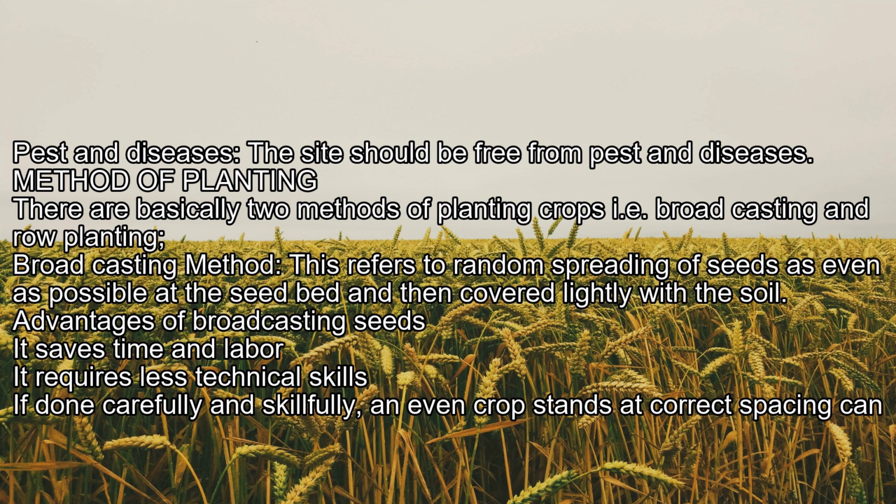Method of planting. There are basically 2 methods of planting crops, i.e., broadcasting and row planting. Broadcasting method. This refers to random spreading of seeds as evenly as possible at the seed bed and then covering lightly with the soil. Advantages of broadcasting seeds.